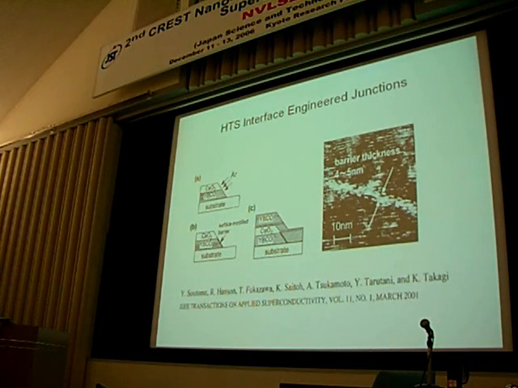This is a picture from a 2001 publication for these interface-engineered junctions. And I found this TEM picture very nice because here you seem to see really parts of the barrier, and you can see that this barrier is not homogeneous. This is not specific to the interface-engineered junctions. This is also the case for the ramp-type junctions. It seems that this is just one of the difficulties.